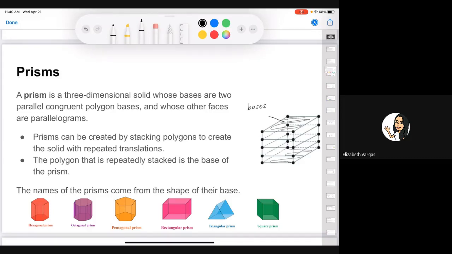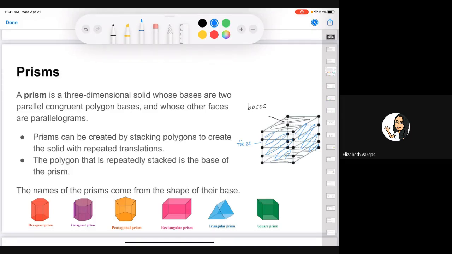Its faces, on the other hand, are going to be the parallelograms. So these would be the faces. Here's another example of a face. Bases are going to be the top and the bottom part, and then the faces are all those around it. Prisms can be created by stacking polygons to create the solid with repeated translations. Here we see that prism being created, and it looks like we're stacking those different polygons on top of each other. As they continue to stack, they create a 3-dimensional figure. And that is what a prism is.